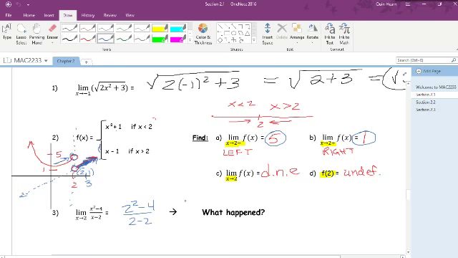Does anyone know what the problem is? Why can't I just simplify this and get an answer? So in the numerator it would work, right? 4 minus 4, we get 0. But in the denominator we also get 0. And what is 0 divided by 0?